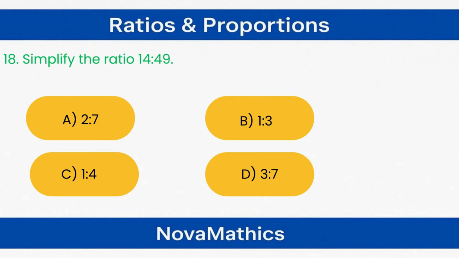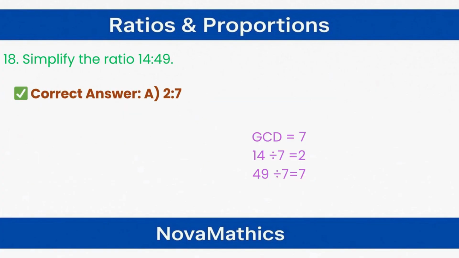18. Simplify the ratio 14 to 49. Divide both by 7 to get 2 to 7.